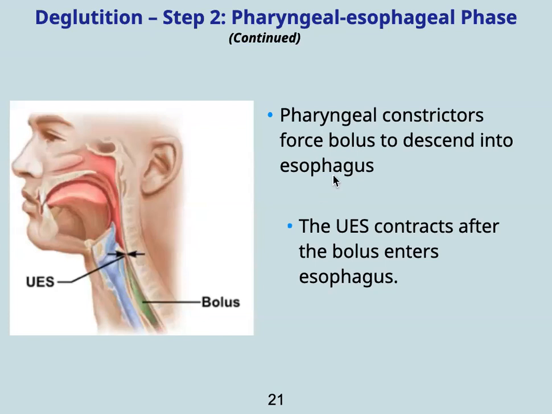So following all that, the pharyngeal constrictor muscles, because they surround your pharynx, now contract to force the bolus to descend further down the esophagus. Okay, and once the food passes through it, the upper esophageal sphincter then contracts to close off the esophagus from the pharynx.